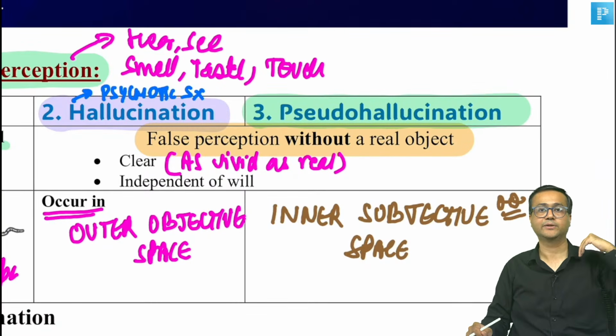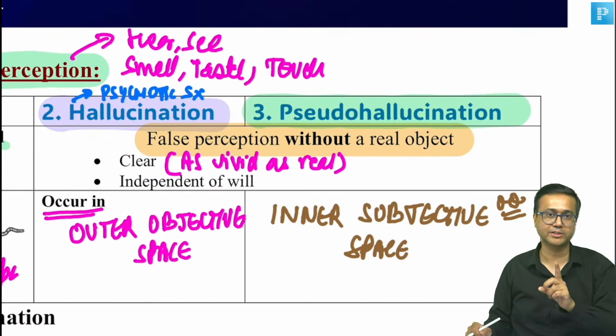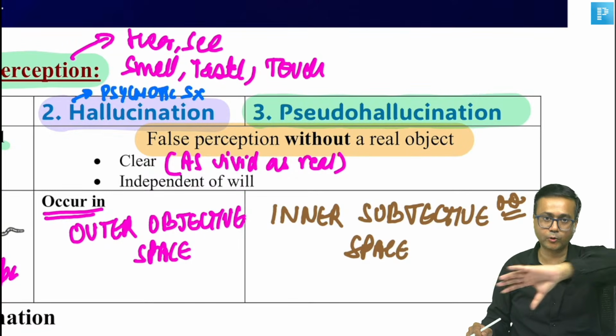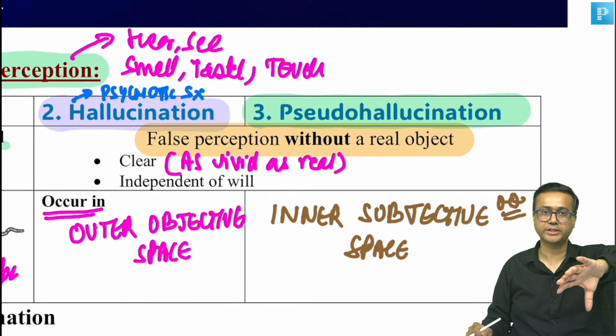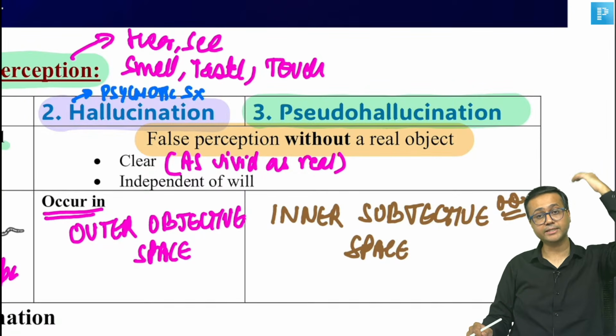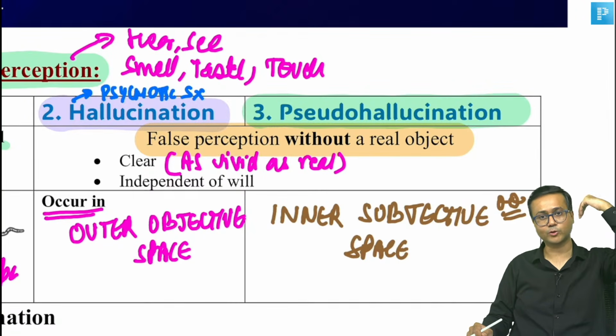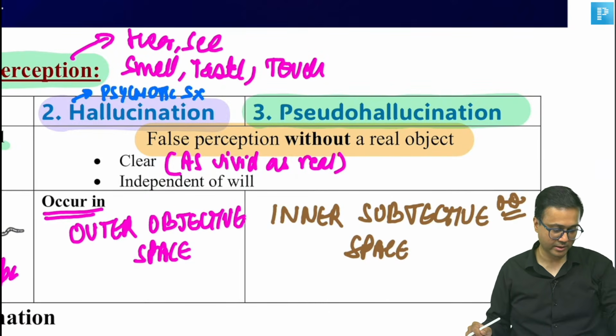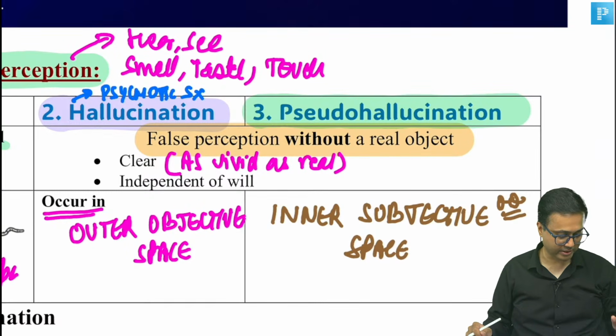In the mind. A person says, I can see a person very clearly, not under my control, in the room. It is outside in the outer space, so it is hallucination. Sir, in my mind I can see a person very clearly, not under my control. What is this? Pseudo hallucination. I hope this is clear to everyone, beta. Please remember this point.